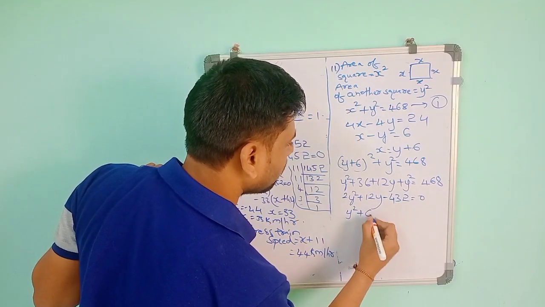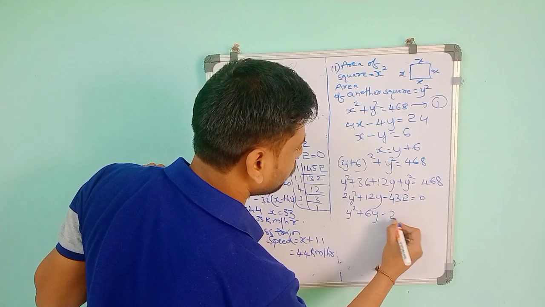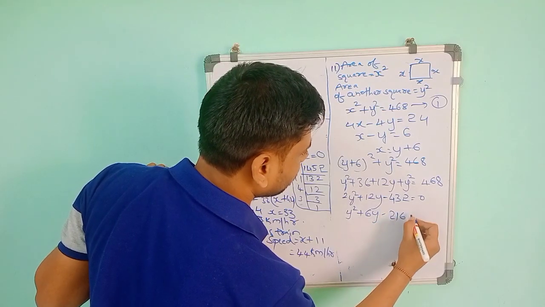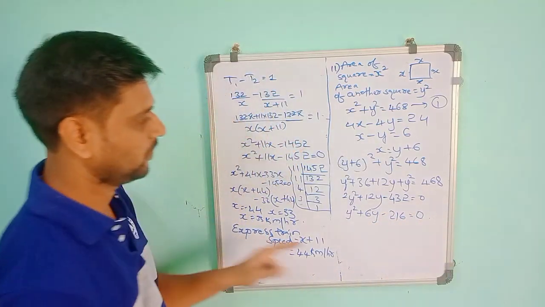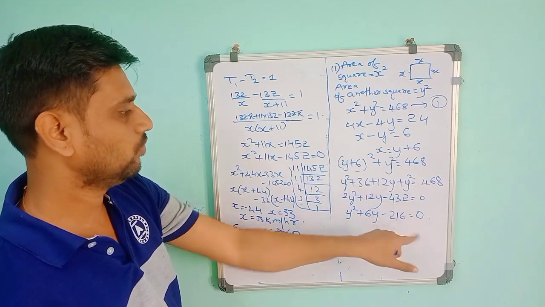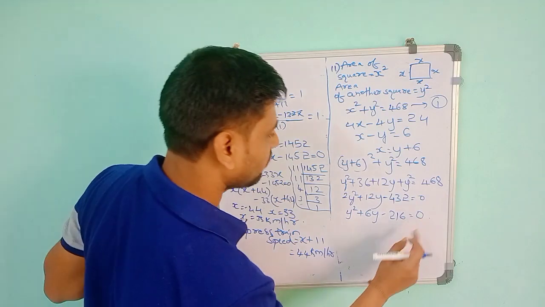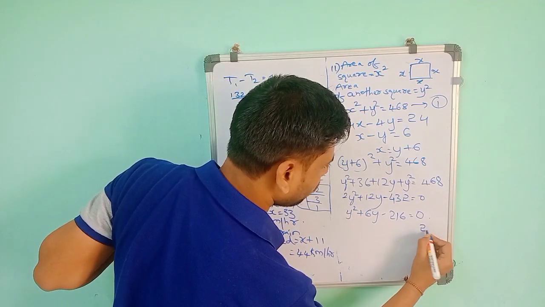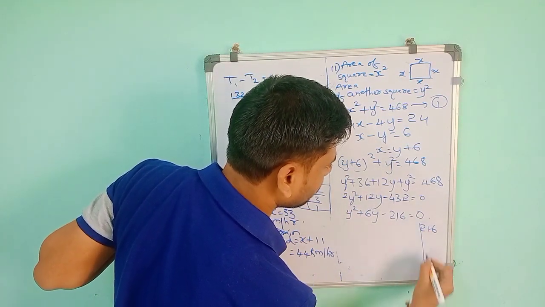y square plus 6y minus 216 is equal to 0. 2 2s are 4, 2 ones are 2, 12, 216. So y square plus 6y minus 216 is equal to 0. Then 216, you have to take factors.